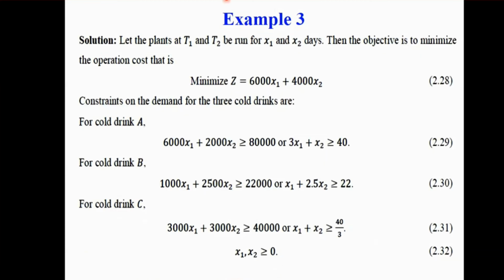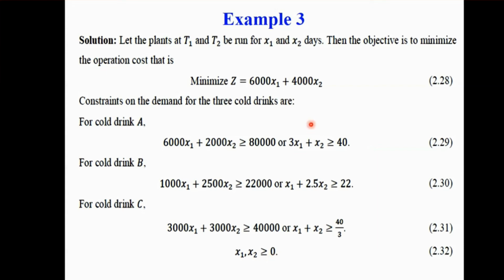Now if we formulate, we will get minimize z equal to 6000 x1 plus 4000 x2. And the constraint is this: 6000 x1 plus 2000 x2 greater than or equal to 80,000. That means if you simplify it, it will be 3x1 plus x2 greater than or equal to 40. Similarly, the second one, the simplified equation, will be x1 plus 2.5 x2 greater than or equal to 22, and the third one is x1 plus x2 greater than or equal to 40 by 3, and the non-negativity condition is x1, x2 greater than or equal to 0.